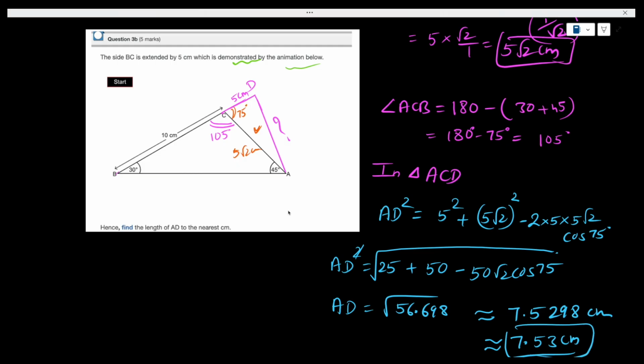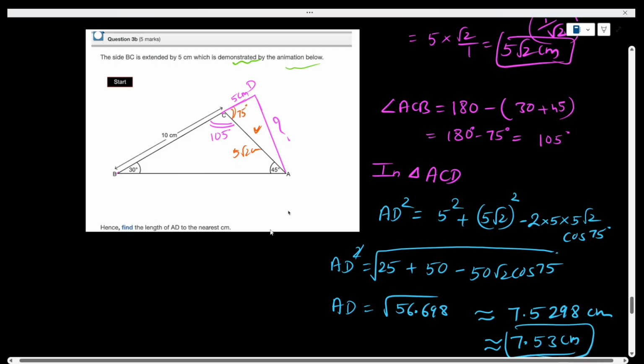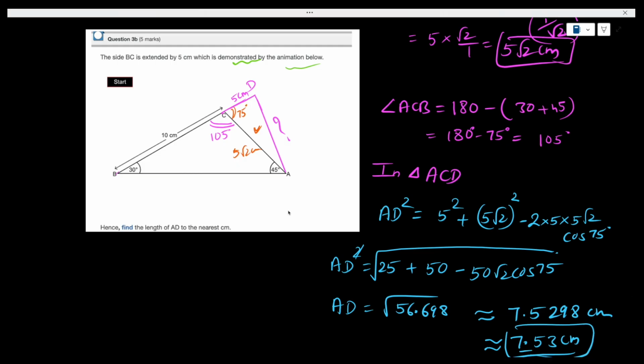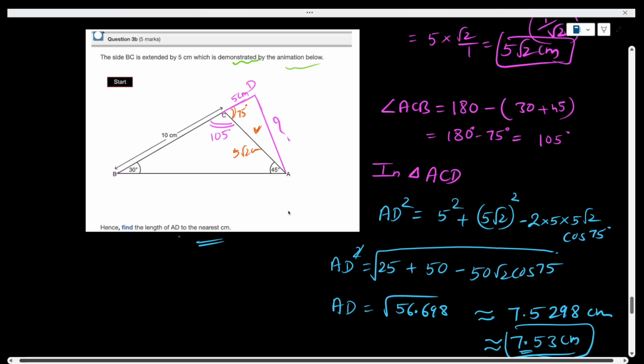This is the answer. But AD to the nearest centimeter is what they are saying. So what will be the nearest centimeter here? You have to read the question. Sometimes if nothing is given, you will write the answer to 3 significant figures, but here it is written nearest centimeter. So the answer is going to be 8 centimeter. That is going to be your answer.